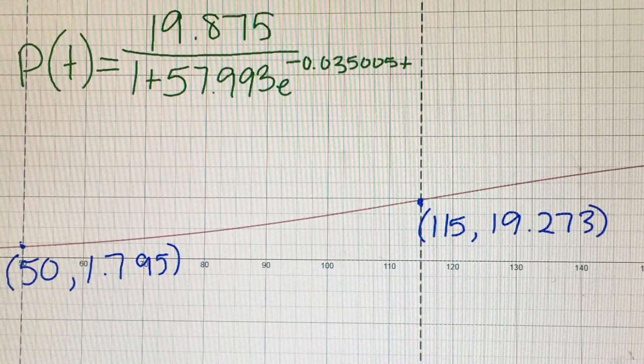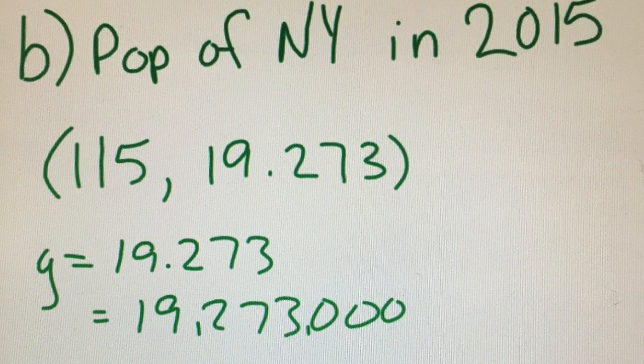Now, going back to the graph, look at where x equals 115 intercepts the function. This happens at 19.273. However, since we know that the population is in millions, we can estimate that the population of New York State in 2015 will be 19,273,000.